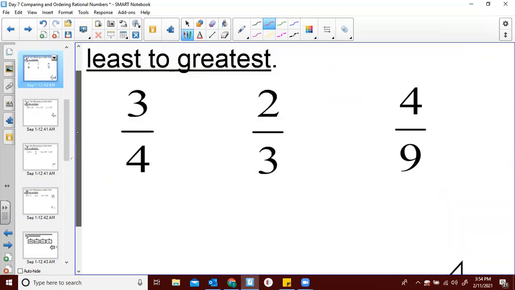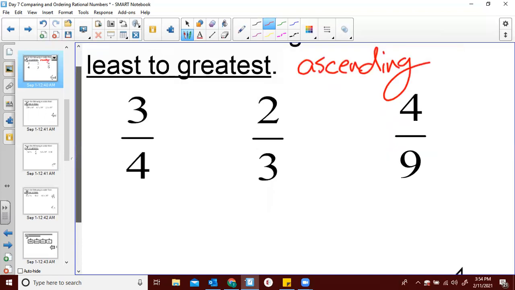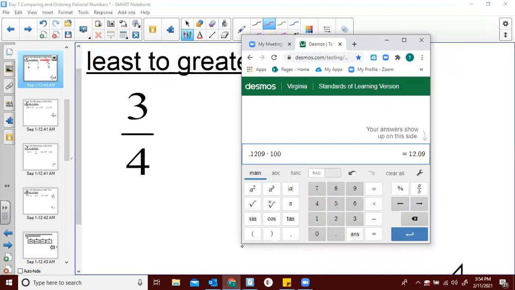All right, here's where it starts to get a little bit tricky. We're starting to get into fractions. So fractions and scientific numbers are y'all's kryptonite. And those are going to be the ones that are going to give us the most trouble. So we have least to greatest. So we are ascending. And I really hope I'm spelling that correctly. So let me pop Desmos open. And again, I'm just going to show you once.